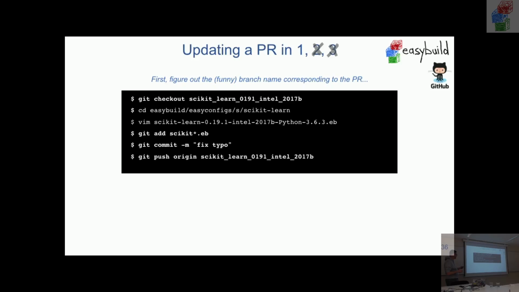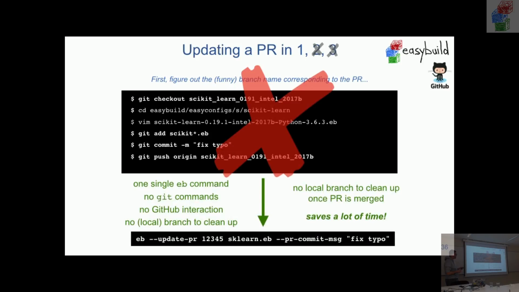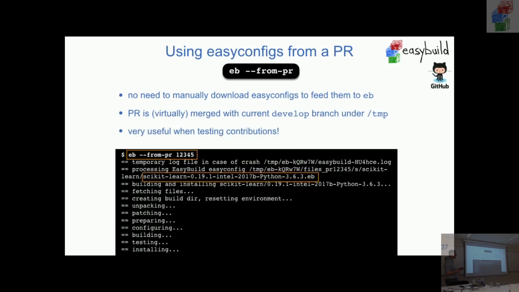So again, all of these commands, assuming you know what the branch name is and what kind of git magic you have to pull, are now changed to a single command in EB, and there's no mess left around afterwards.